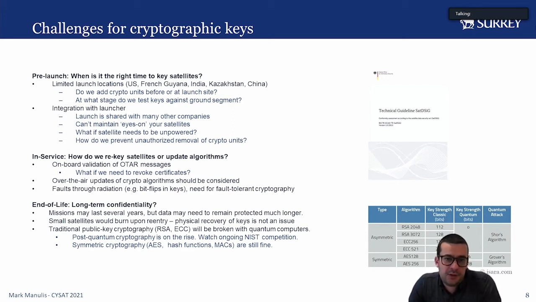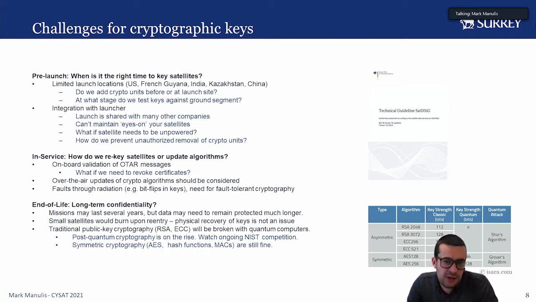And in case of in-service, so when the satellite is in space, you might need to worry about radiation as well. So for example, if some bits of the keys are flipped because of these radiation events, then maybe your keys will become unusable. So you need to have some kind of backing up, and maybe using fault-tolerant cryptography could help to achieve that vision. End of life is somewhat easier in terms of long-term confidentiality. So small satellites will burn upon re-entry, which means that physical recovery of keys is not an issue.